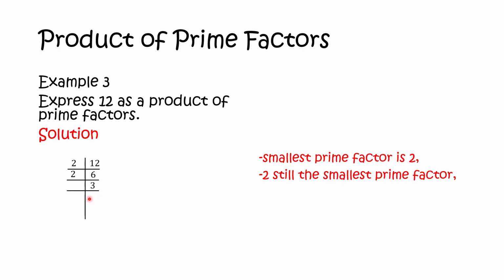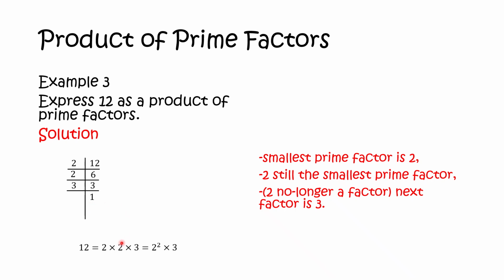We get 3. This time around, 2 is no longer the smallest prime factor. The prime factor that is available is only 3. So we divide 3 by that 3. Then we get our final answer as 1, meaning that 12 as a product of its prime factors is 2 times 2 times 3, which is the same as 2 to the power 2 times 3. We're done with that one.